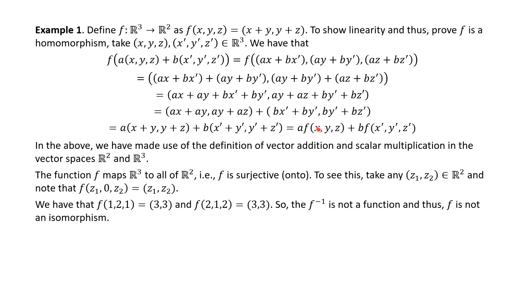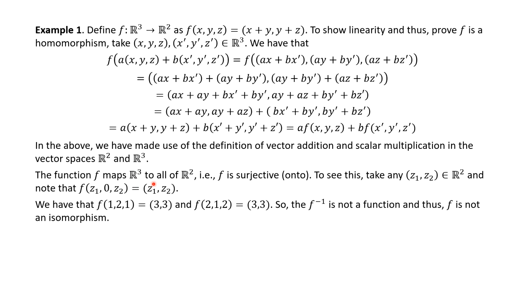And then this first term equals a times f of x, y, z. And the second term equals b times f of x prime, y prime, z prime. So that proves that we have the linearity property, which means that f is a homomorphism. As I mentioned, we've used the definition of vector addition and scalar multiplication from R2 and R3 in some of these steps here.